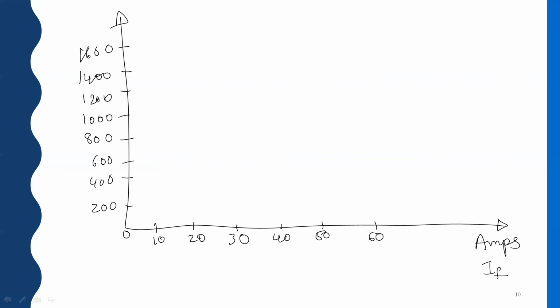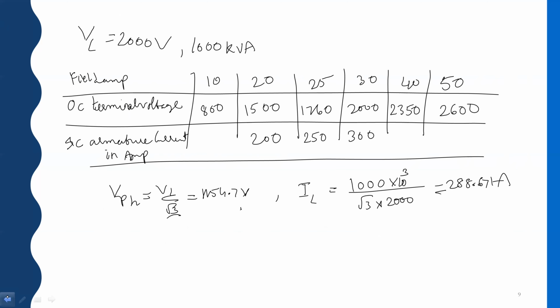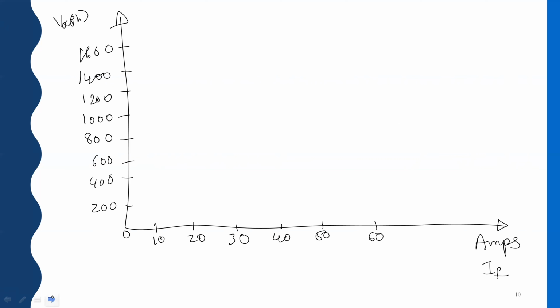This is my VOC per phase. Now let me draw the first curve. You can check the first values in the previous slide. At 10, what is my voltage? 800. So at 10, you mark 800. I will put a cross here, 800. Next, at 20, 1500. Somewhere here I will get.